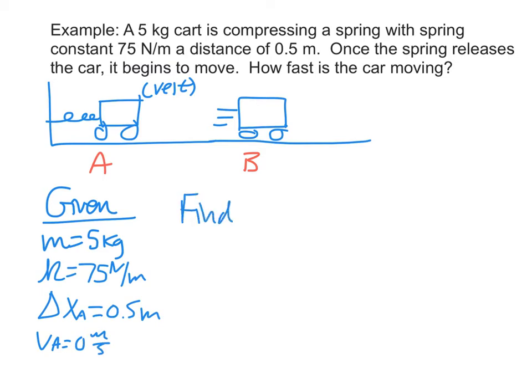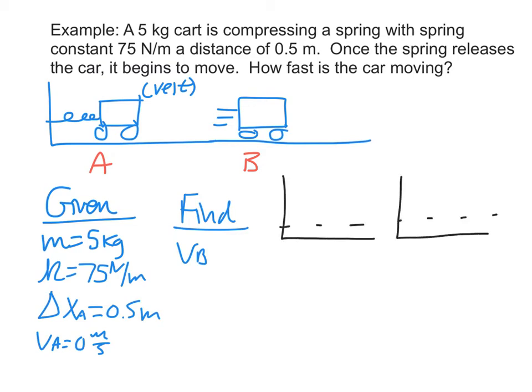And what am I looking for at B? I'm looking for the speed. So steps 1 and 2 of the problem: draw the diagram, making sure you're labeling your initial and final states, list your given and find, making sure that you're labeling with your subscripts. Next thing we want to do is draw our energy bar charts.